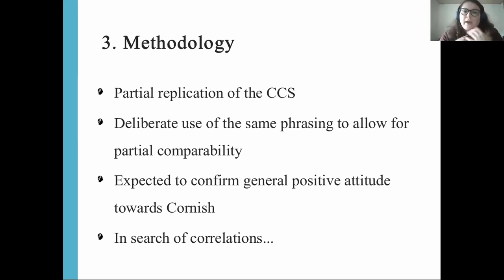What I expected to find was that the general positive attitude towards Cornish would be confirmed. But I also wanted to explore the variables which could be correlated. So for example, fluency and attitude. It would be expected that people who are more fluent would have a more positive attitude towards the language. And then what I was particularly interested in was the variable of age. I wanted to see how attitudes vary through age and if there's anything interesting to be found there.